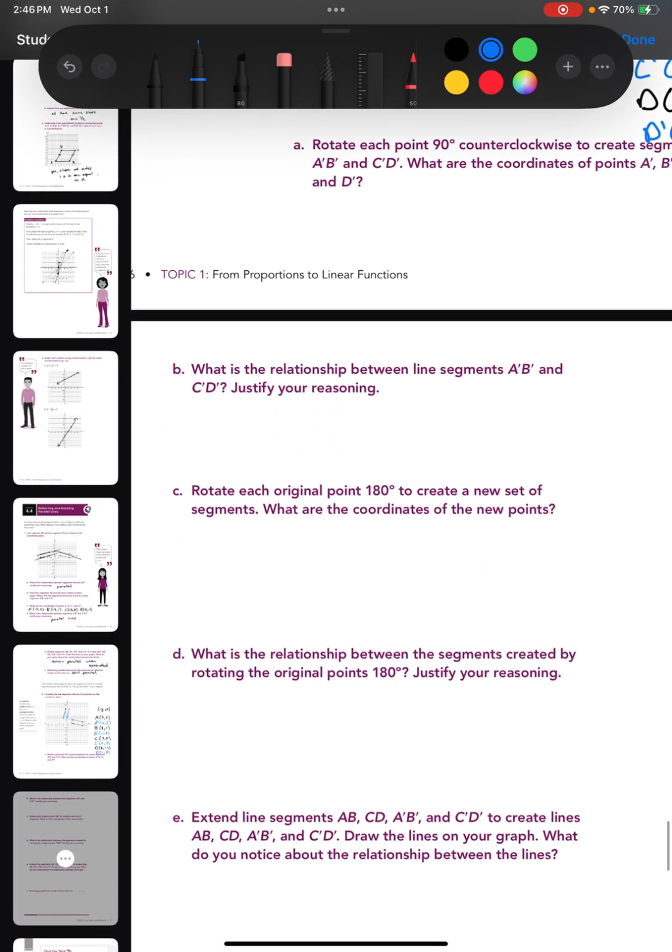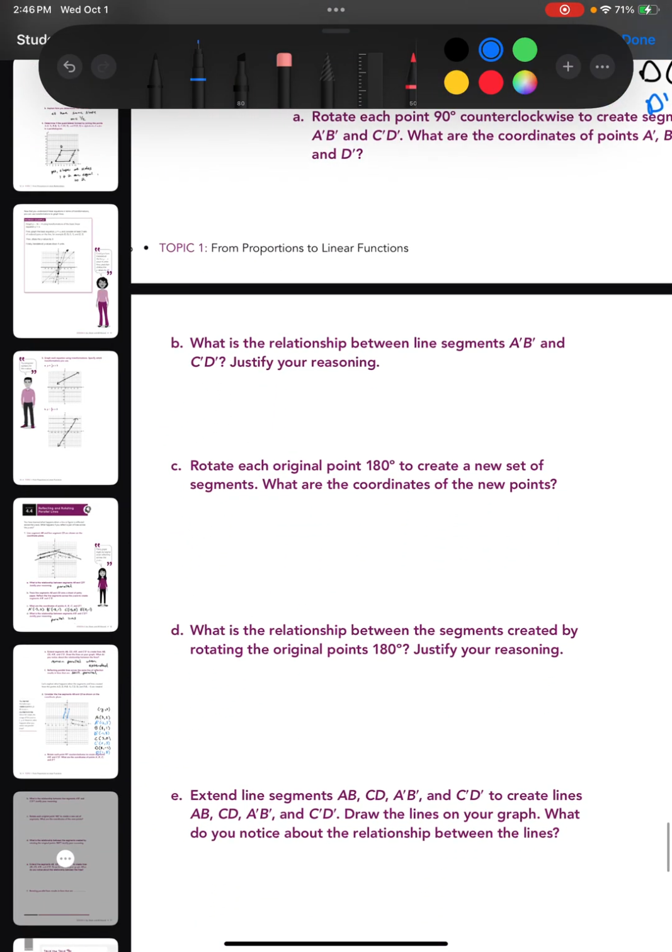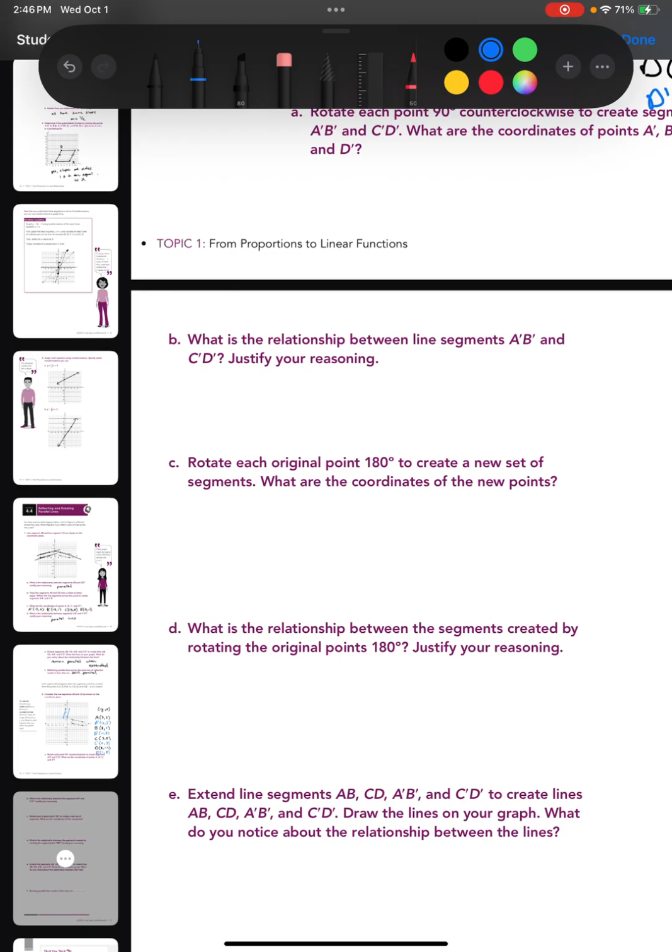All right, so let's look at that relationship. What is the relationship between the line segments new AB and CD? Again, they are still parallel. That is not changing.